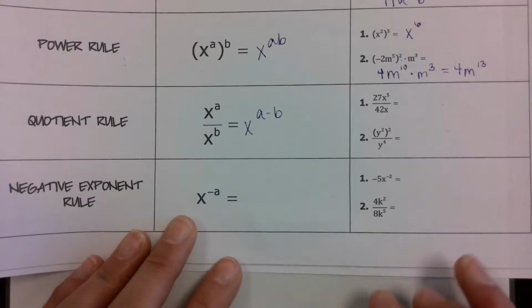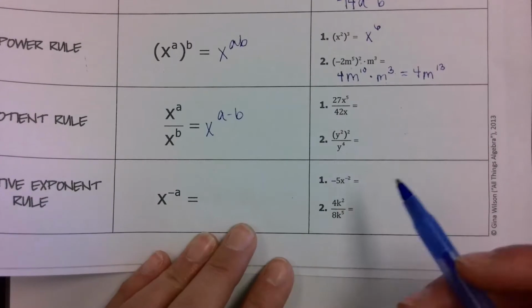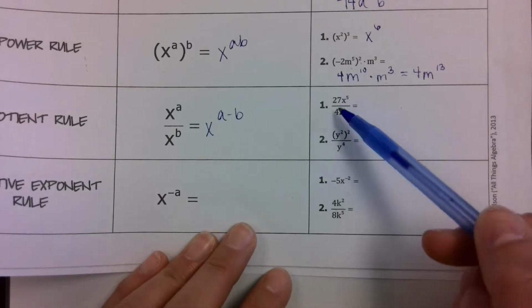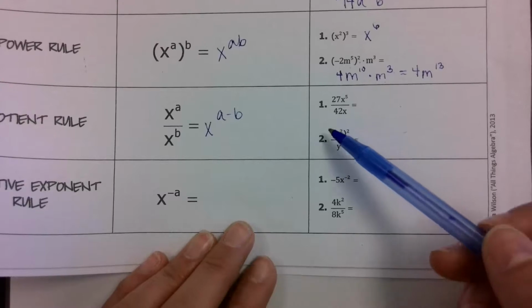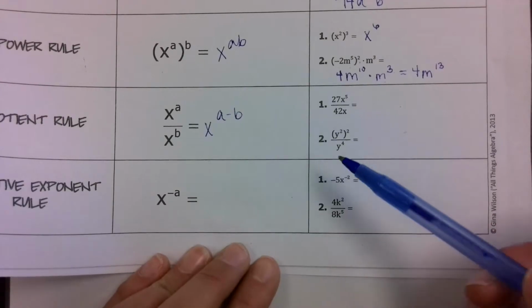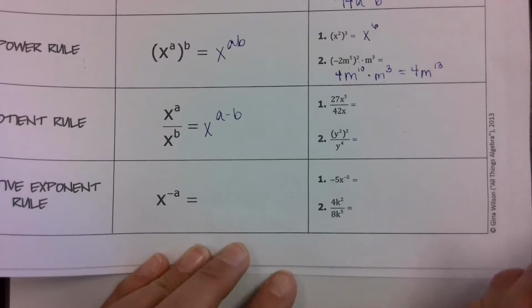So if we're looking over here, we need to simplify the big numbers first. So 27 over 42. What will that reduce to? Anything? Somebody type it in a calculator real quick. What do you get?